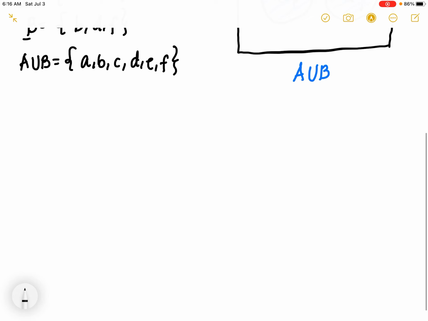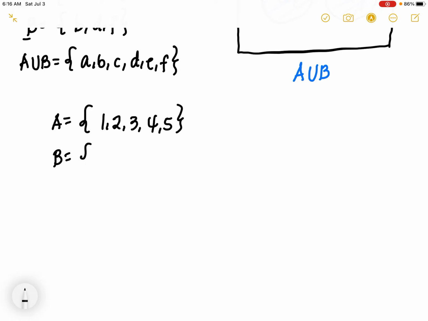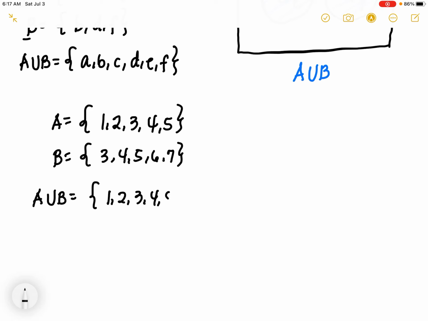Another example, if set A is equal to {1, 2, 3, 4, 5}, and set B is equal to {3, 4, 5, 6, 7}, then A union B is equal to {1, 2, 3, 4, 5, 6, 7}. Again, just write or combine all the unique elements from set A and set B. In Venn diagram, we have this.